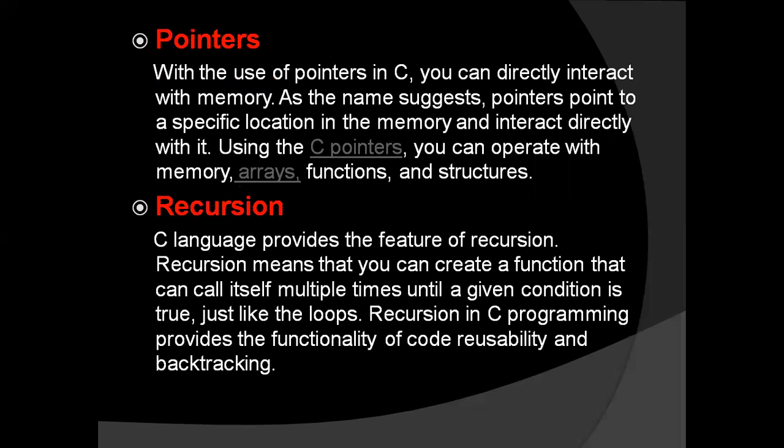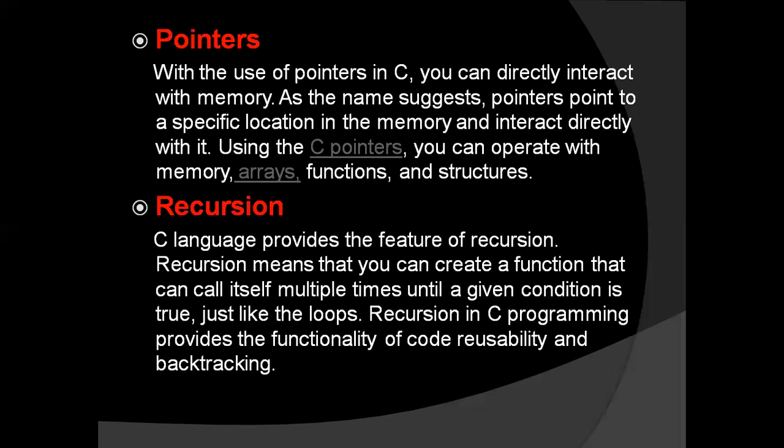Our next feature is pointers. So how are pointers used in C? With the use of pointers in C, you can directly interact with memory. The memory, in the sense of memory location, the address. As the name suggests, pointers point to a specific location, I mean the address in the memory, and interact directly with it. Using C pointers, you can operate with memories, arrays, functions, and structures.